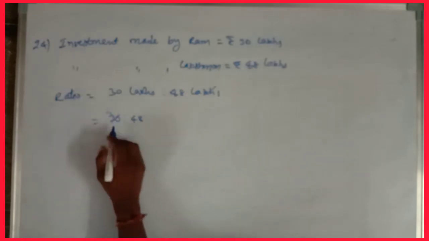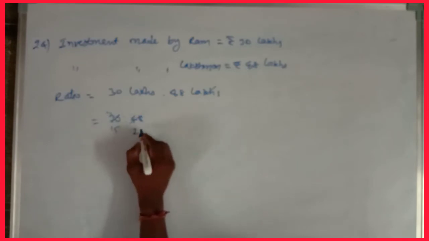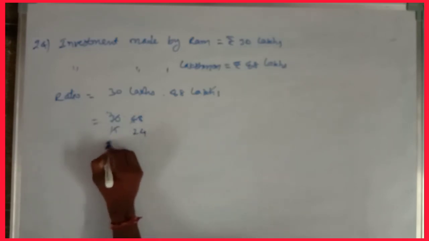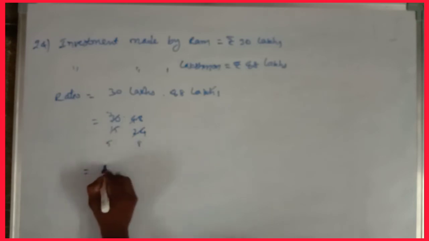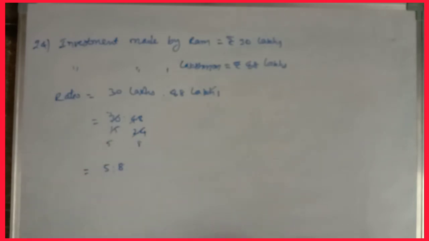2 15s are 30, 2 4s are 48. Now 3 5s are 15, 3 8s are 24. The ratio is 5 is to 8. Okay, so this is the ratio they are going to calculate for their profits. That means if they are getting 13 rupees, then Ram will share 5 rupees and Lakshman will share 8 rupees.